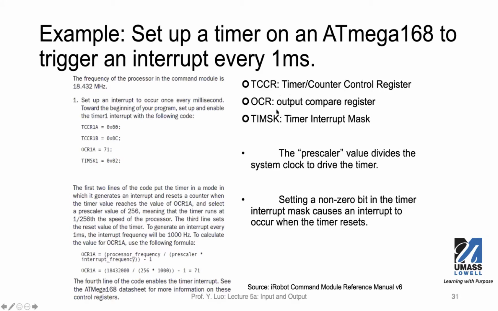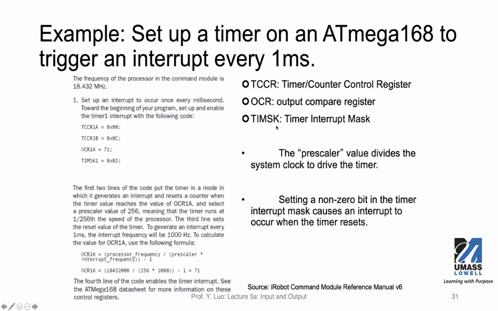This OCR is the output compare register, and this really sets the values of the timer, in the sense of how long the timer is going to take to expire after it resets. So this value is programmable and often is based on some calculation. If you want a timer of, say, in our case, 1 millisecond, using the frequency of the processor, you'll be able to figure that out, and we'll show you how we do that calculation.